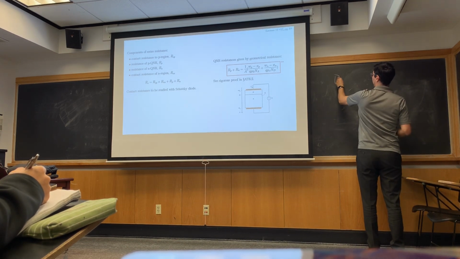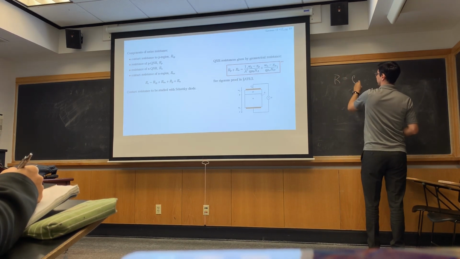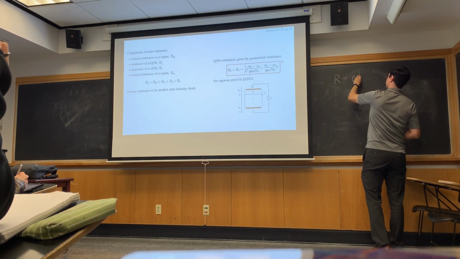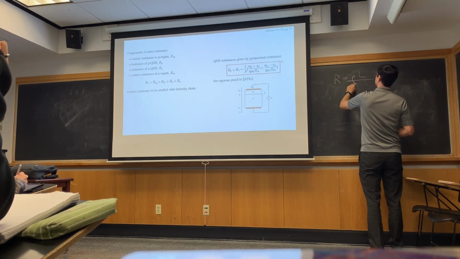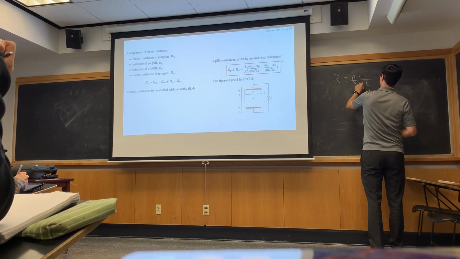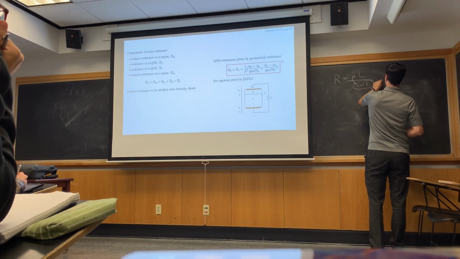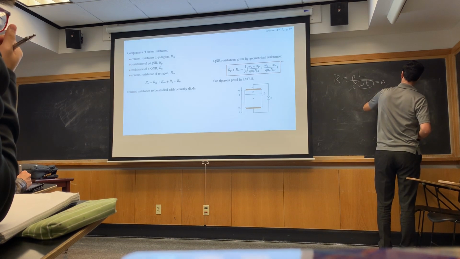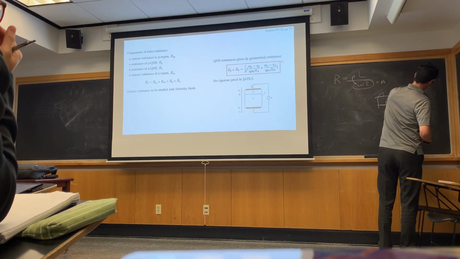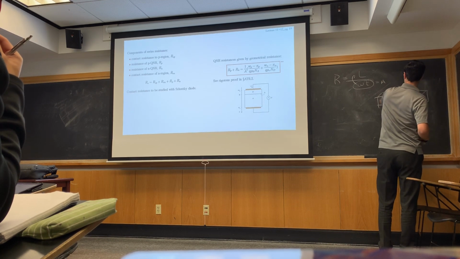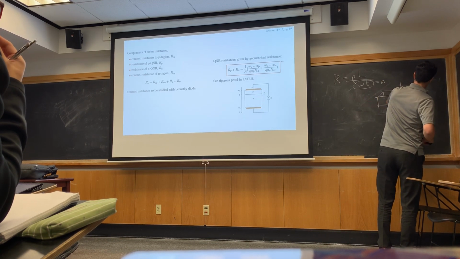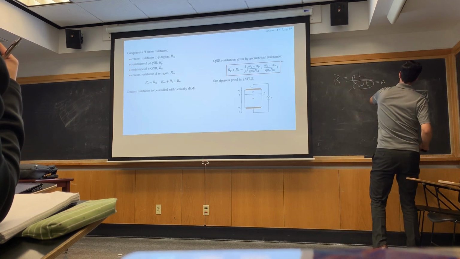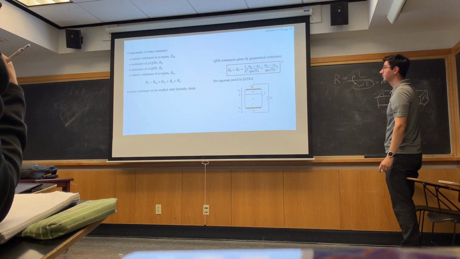Remember, R is equal to the resistivity times the length over the width of the device times the thickness of the device, which in this case is just equal to the area. This is the length.